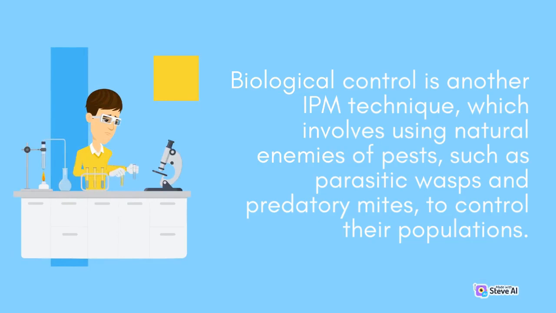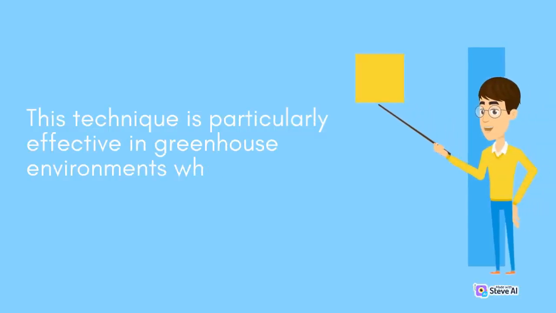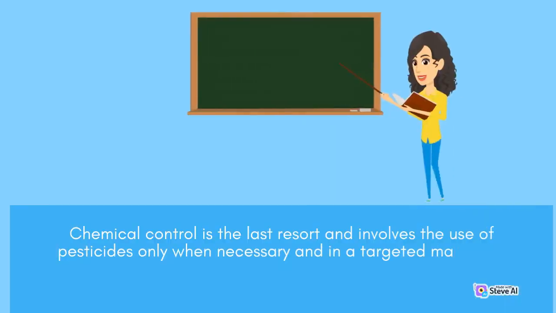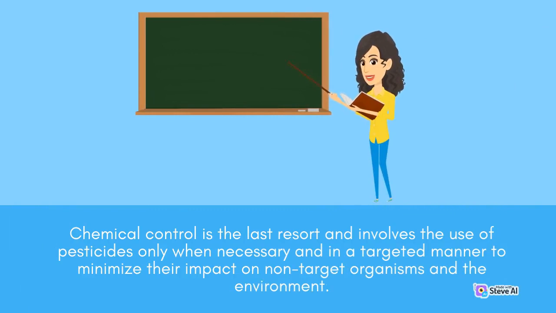Biological control is another IPM technique, which involves using natural enemies of pests, such as parasitic wasps and predatory mites, to control their populations. This technique is particularly effective in greenhouse environments where the use of pesticides is limited. Chemical control is the last resort and involves the use of pesticides only when necessary and in a targeted manner to minimize their impact on non-target organisms and the environment.